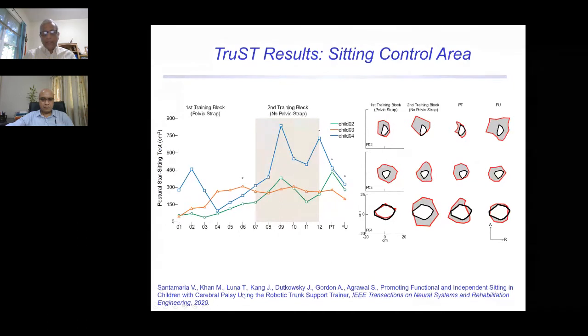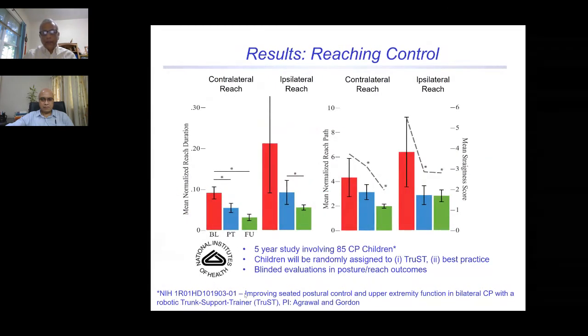So this is the paper that I was talking about. This has appeared in the journal, and all these videos that I showed you are a part of that particular journal. Also, we look at different reaches of the child. In fact, we now have a 5-year study. We are doing a randomized clinical trial with 85 CP children, and the goal is to look at 2 groups of these children. One of them would be a trust-enabled training, while the other one would be the best practice currently. And we are going to blind all the outcomes to show what the differences are in terms of the effectiveness of this idea.